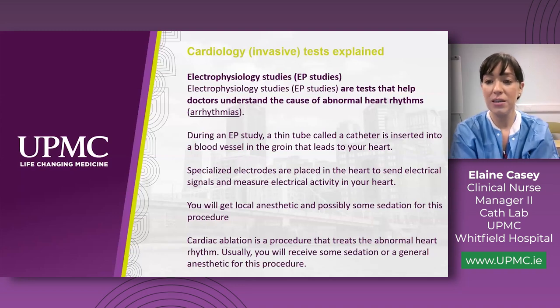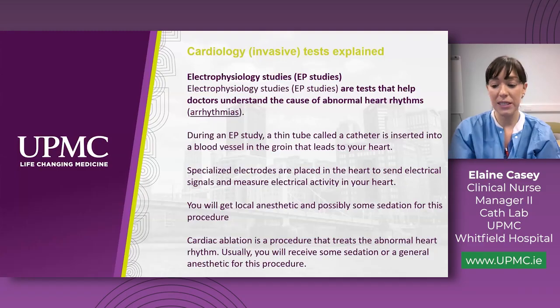So electrophysiology studies, also known as EP studies, are tests that help the doctor understand the cause of abnormal heart rhythms or arrhythmias. During an EP study, a thin tube called a catheter is inserted into the blood vessel in the groin that leads to your heart. Specialist electrodes are placed in the heart to send electrical signals and measure electrical activity in your heart. You will get local anaesthetic and possibly some sedation for this procedure. Cardiac ablation is a procedure that treats the abnormal heart rhythm. Usually you will receive some sedation or general anaesthetic for this procedure.